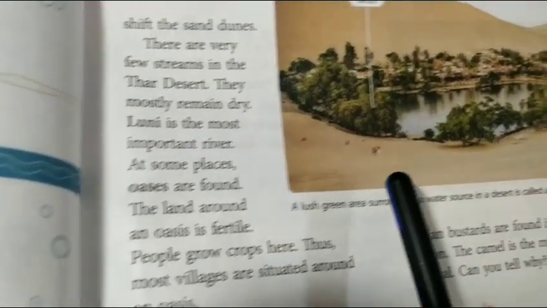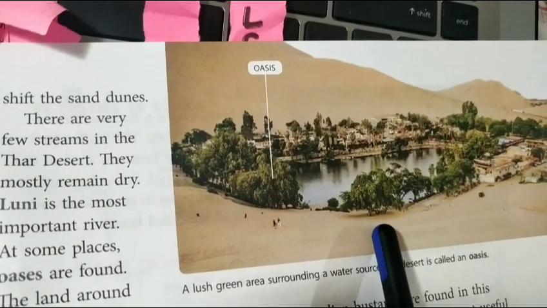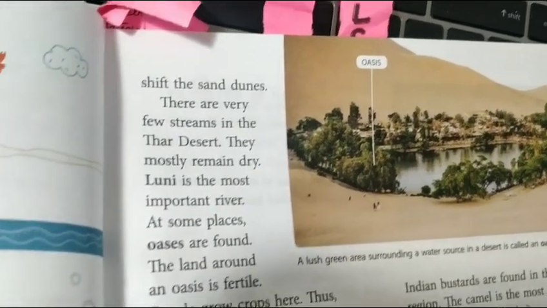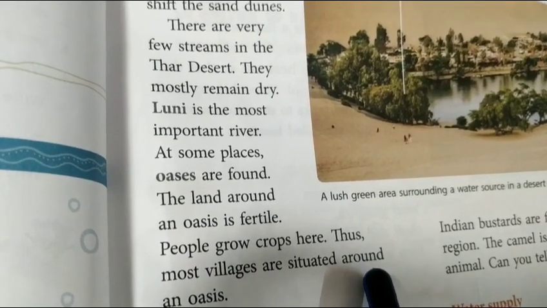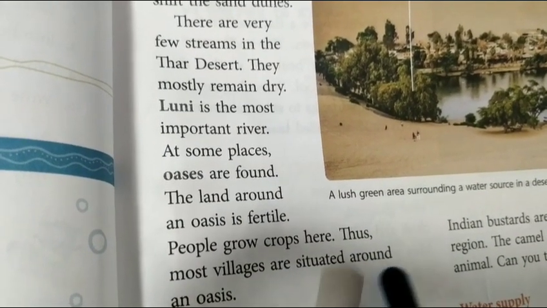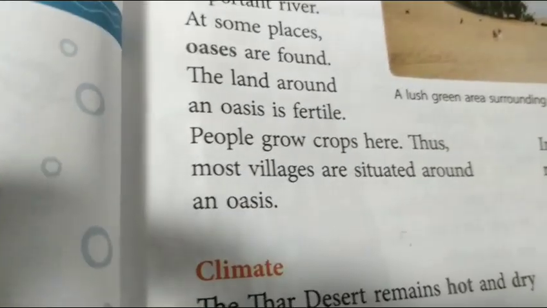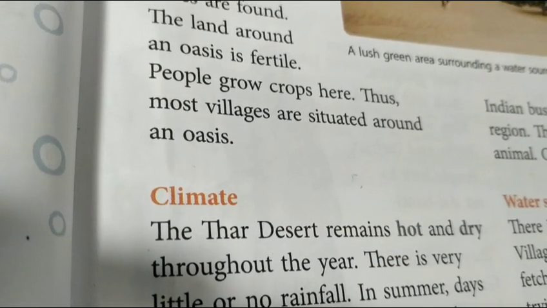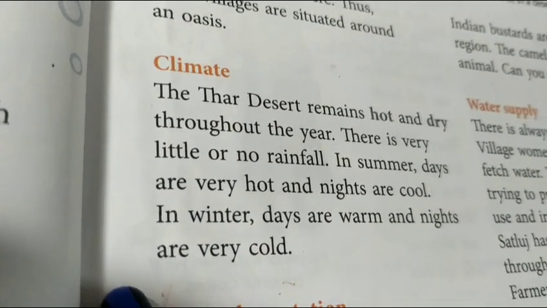ओएसिस के आसपास की जगह डेफिनेटली फर्टाइल होगी क्योंकि वहाँ पर पानी है, पौधे हैं, तो वहाँ जानवर भी होंगे और वहाँ हर तरह के जीव भी हो सकते हैं. People grow crops here. यहाँ पर लोग क्रॉप्स भी ग्रो करते हैं, फसल भी छोटी मोटी उगाते हैं. Thus most villages are situated around an oasis. इसीलिए छोटे छोटे विलेजेस ओएसिस के आसपास बनाए गए होते हैं क्योंकि वहाँ पर हर तरीके की सुविधा मिल जाती है उन्हें.